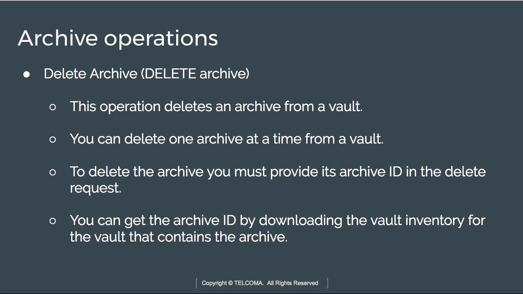Now for archive operations, we can delete an archive. After you delete an archive, you might still be able to make a successful request to initiate a job to retrieve the deleted archive, but the archive retrieval job will fail. This operation deletes an archive from the vault. You can delete one archive at a time from a vault. Whenever we need to delete an archive, we need to provide an archive ID. We can get the archive ID if we download the vault inventory.